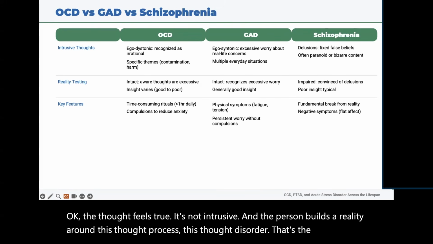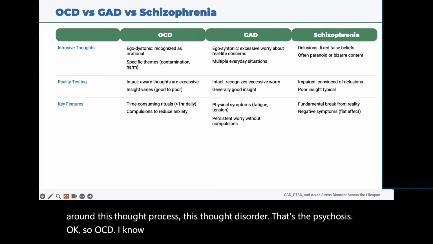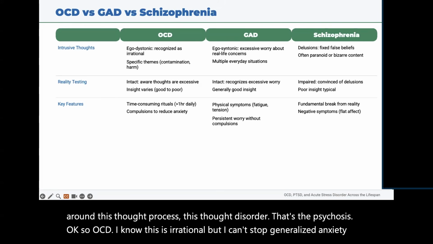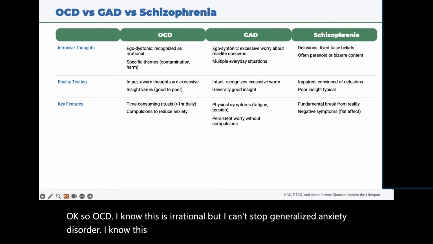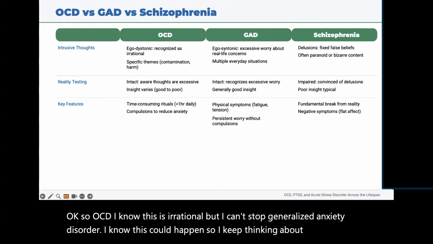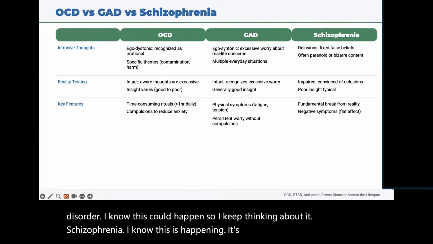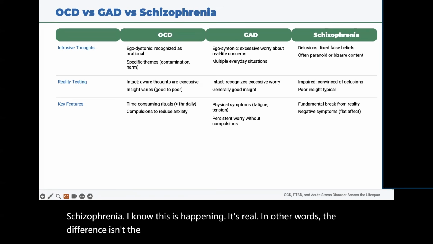Okay? So OCD: I know this is irrational, but I can't stop. Generalized anxiety disorder: I know this could happen, so I keep thinking about it. Schizophrenia: I know this is happening, it's real. In other words, the difference isn't the thought itself, it's the person's relationship to the thought.